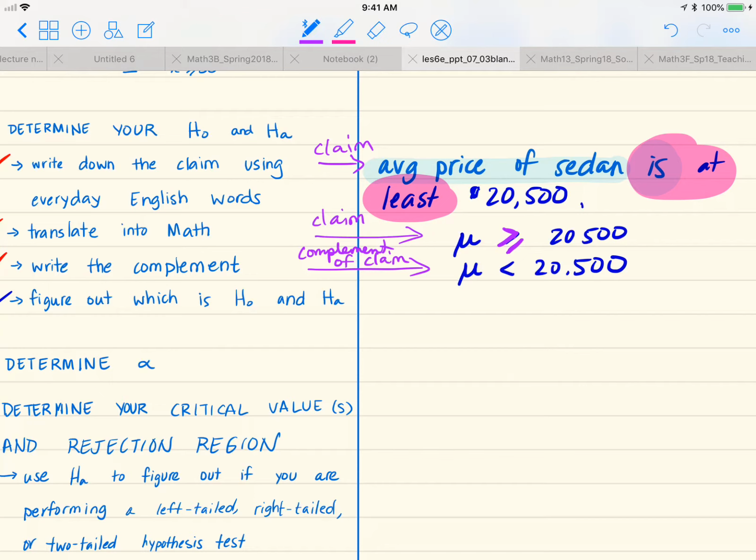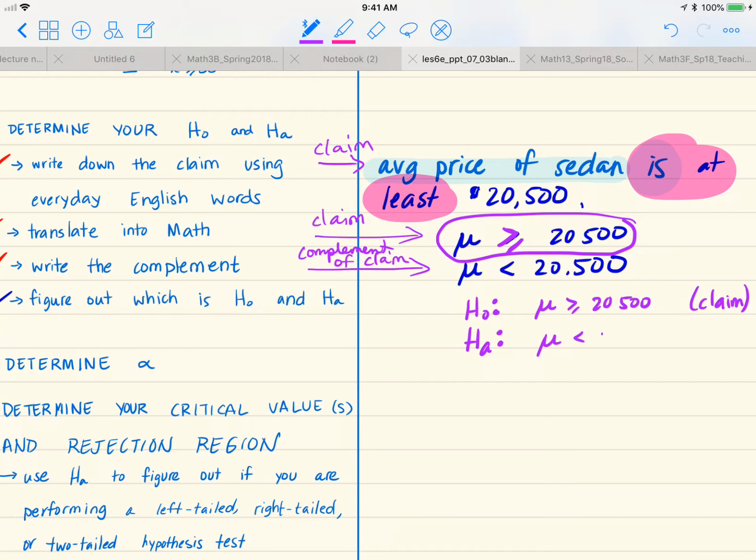We need to write H naught and then a colon. So you're letting the reader know what follows this colon is going to be my null hypothesis. And then HA colon. What follows the colon is going to be my alternative hypothesis. Please remember that the claim does not have to be the null hypothesis. The claim does not have to be the alternative hypothesis. You don't know which one is the claim. It depends on the wording of the problem. So in this case, it just happens that my null hypothesis is this statement right here. So I'm going to put mu greater than or equal to 20,500, and that just so happens to be my claim. Whatever's left over is my alternative. So mu less than 20,500 is my alternative.